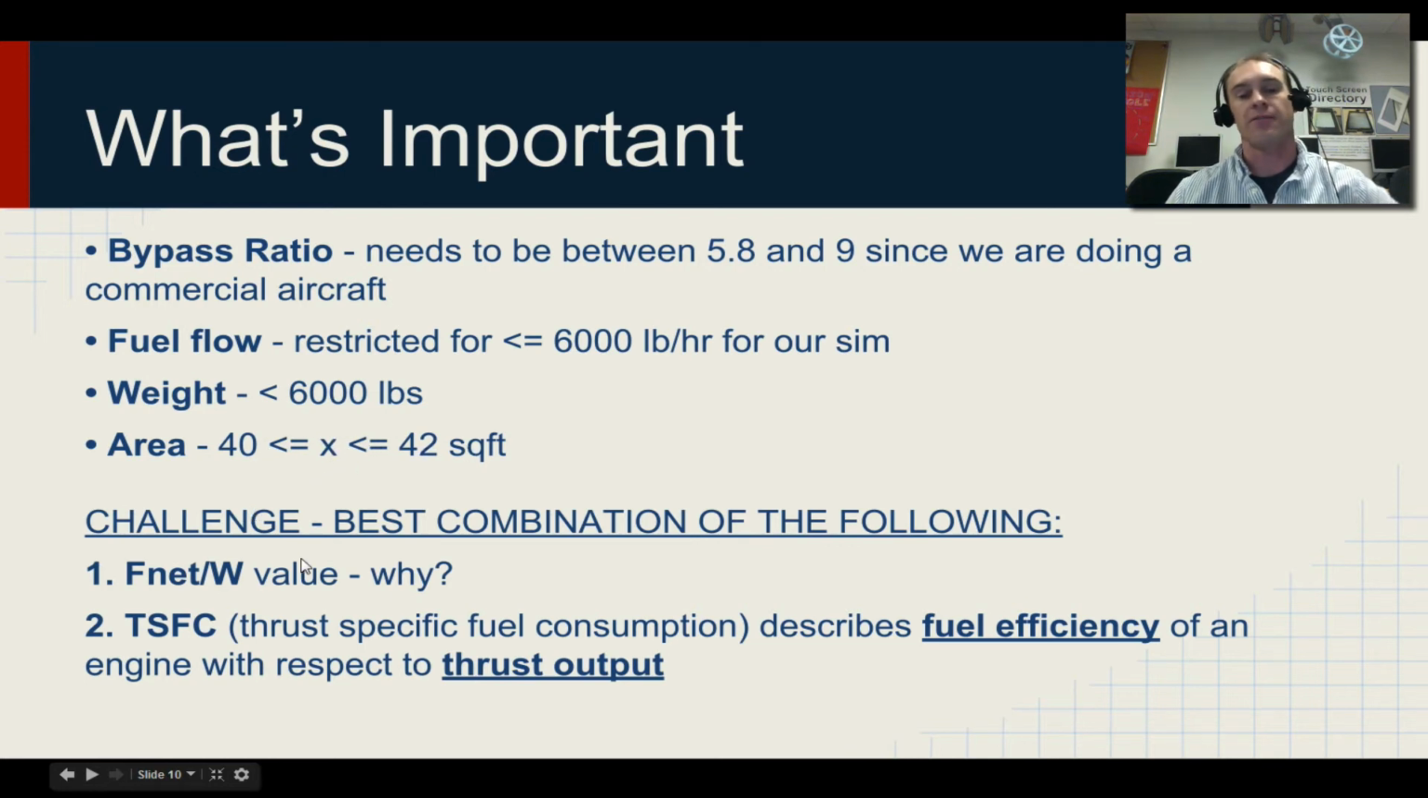And then your challenge is to find the best combination of the following: your net force divided by weight ratio, and your thrust-specific fuel consumption, which describes fuel efficiency of an engine with respect to the thrust output. So why would this be important, the net force divided by weight value? That's something that you might want to take a look at, research, maybe think about why net force divided by weight is important, and then also why fuel efficiency with respect to thrust output is an important value to consider. And those are the ones that we're going to try to design to make the best engine possible. That's what you have to do.